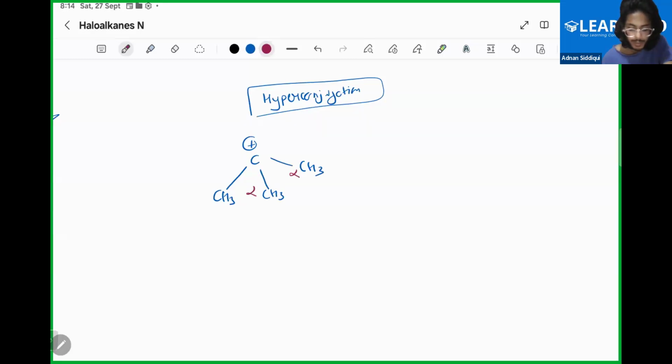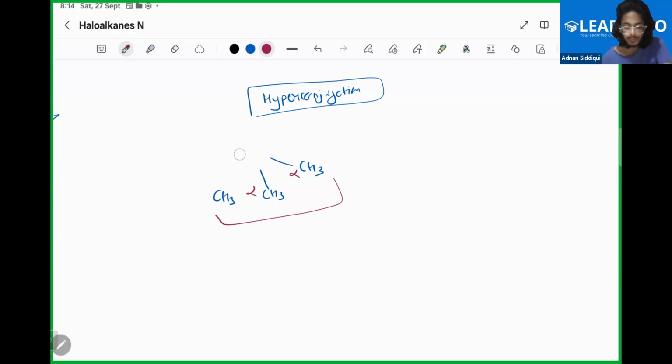What is important here is that we have to see the alpha hydrogens. Alpha hydrogens are those hydrogens which are connected to the alpha carbon. The alpha carbon is the one which is directly the next carbon to the positive charge. The more the alpha hydrogens, the more the hyperconjugation and the more your compound gets stabilized. All right, yes, sir.